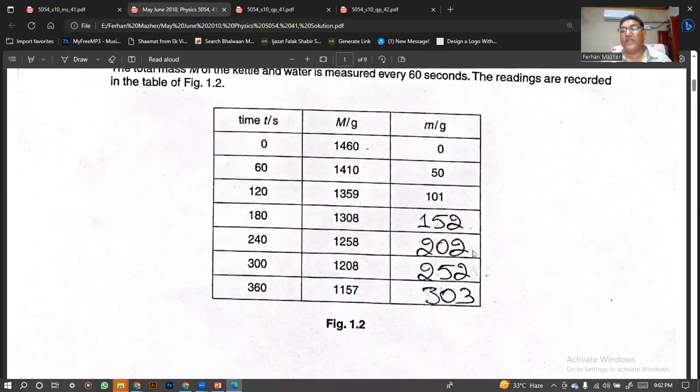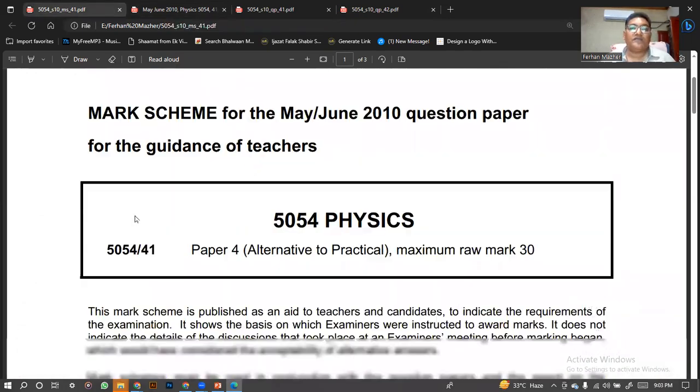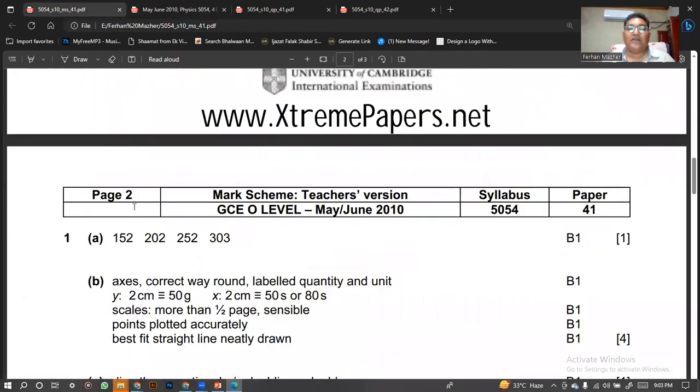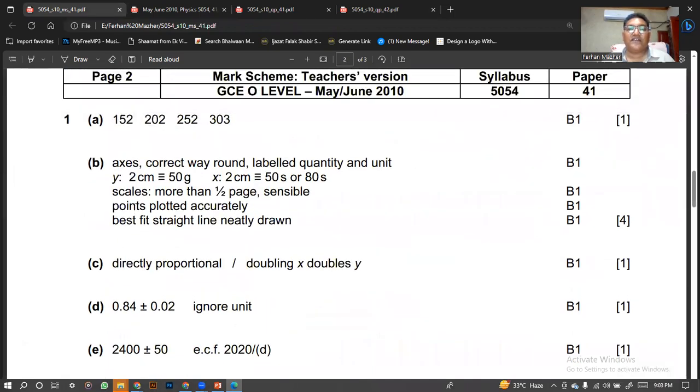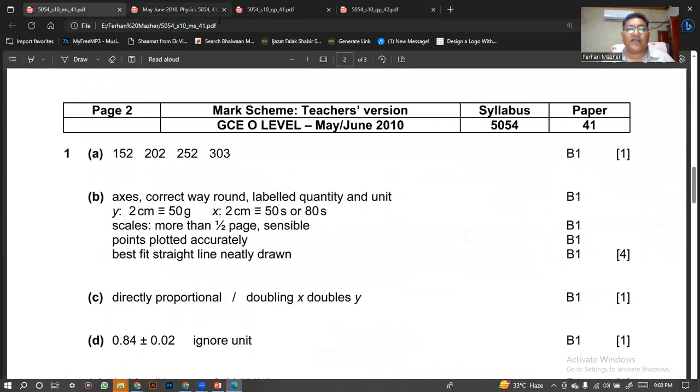This will be 202 grams. This will be 252 grams. And this will be 303 grams. From this mass, I subtract this mass. Then from this mass, I subtract this mass. From 1460, subtract 1208. From 1460, subtract 1157 grams. You will get these numbers. So this is the mass which has been converted or which has been lost. Okay. So here we have the marking scheme, and you can see our answers are right.